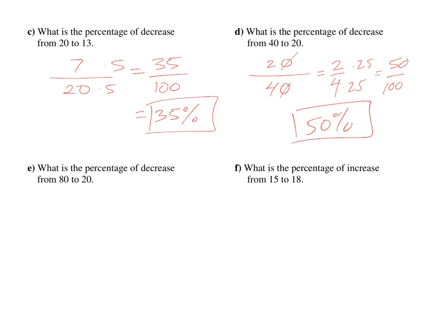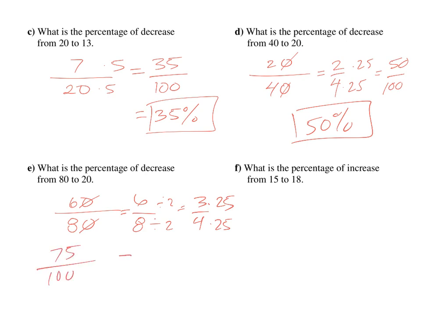What is the percentage of decrease from 80 to 20? Well, the change is 60, and it's over the original, which is 80. When I have zeros at the end, I could just cancel both of them out. It's like dividing both numbers by 10. So I have 6 over 8. That still doesn't help me. I'm going to divide both by 4. Oh, actually, no, you can't do that. You can divide both by 2. So I have 3 over 4. Now I can multiply 4 by 25, top and bottom. So I get 75 over 100. So the decrease was 75%.